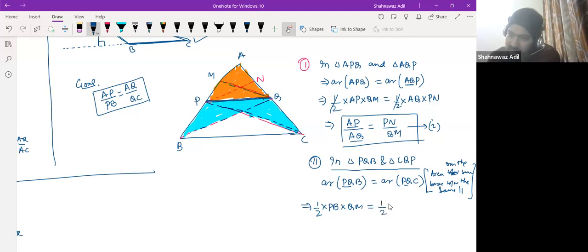What would be the area if I choose QC? In triangle PQC, if I choose the base to be QC, then what would be the altitude? Because remember, if I'm choosing PQC, I have already chosen Q and C. So the vertex which is remaining is what?